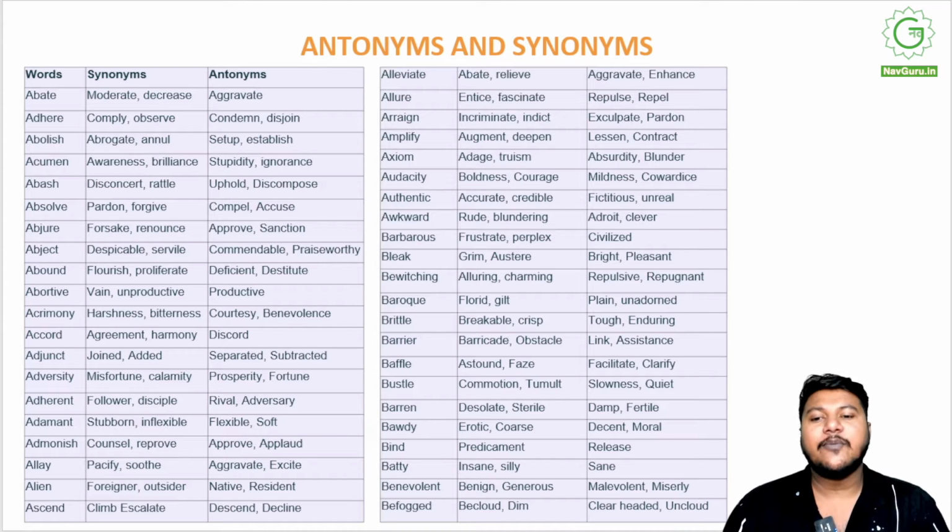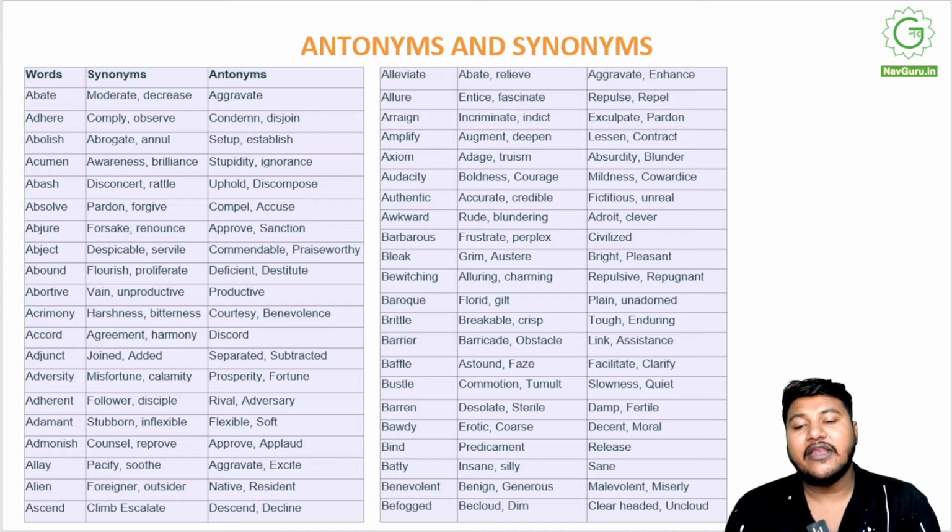Abortive means vain or unproductive, while its opposite is productive. Acrimony, its synonyms would be harshness or bitterness, while its antonym would be courtesy or benevolence. Accord, its synonym would be agreement and harmony, while its antonym would be discord.